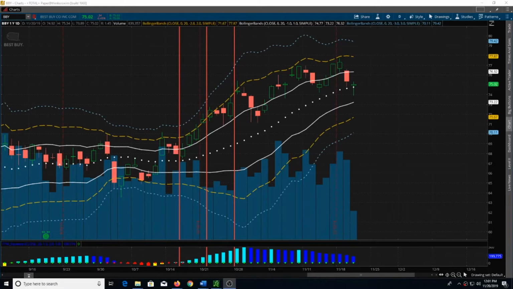I want to go over a trade today that I just closed on Best Buy. I'd placed a Strangle on Best Buy back on October the 16th. Now, I actually placed this in one of my larger accounts. It's not part of my small account trade, mainly because of how much margin it requires.